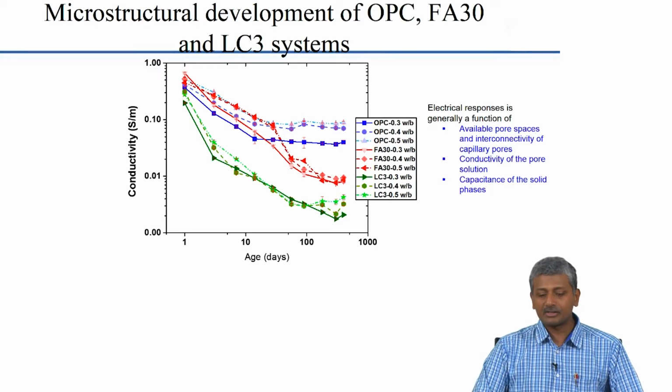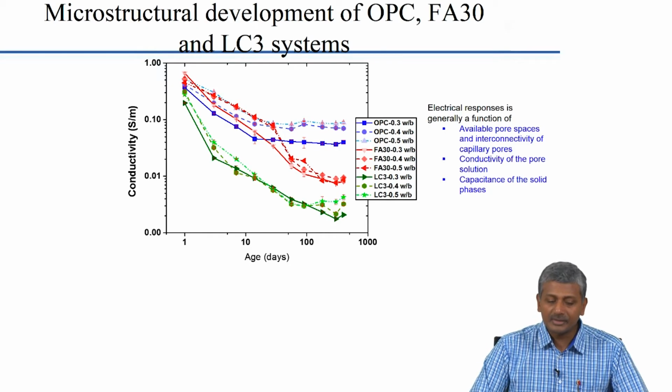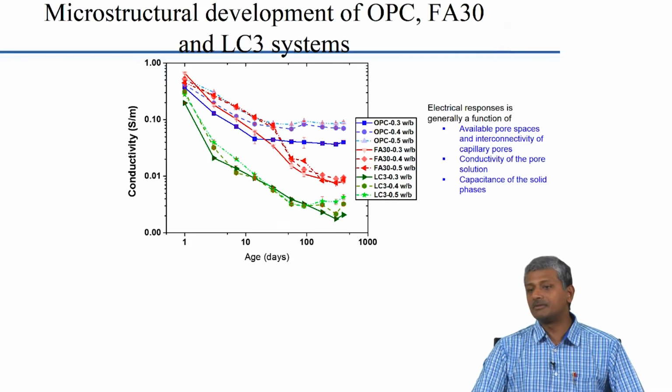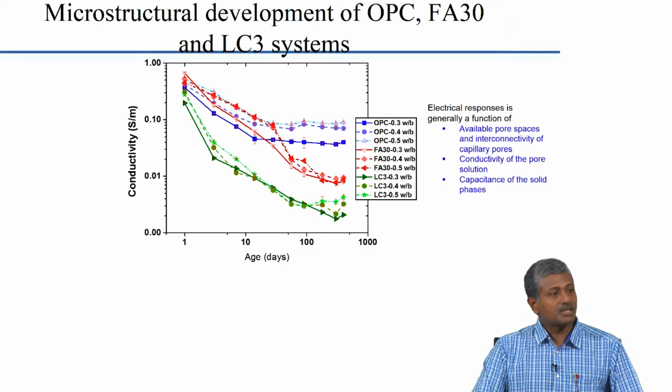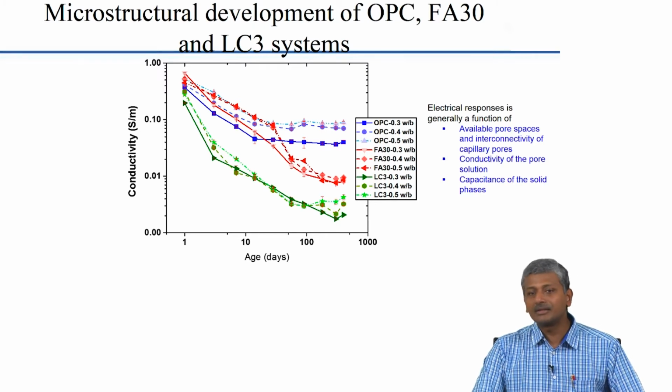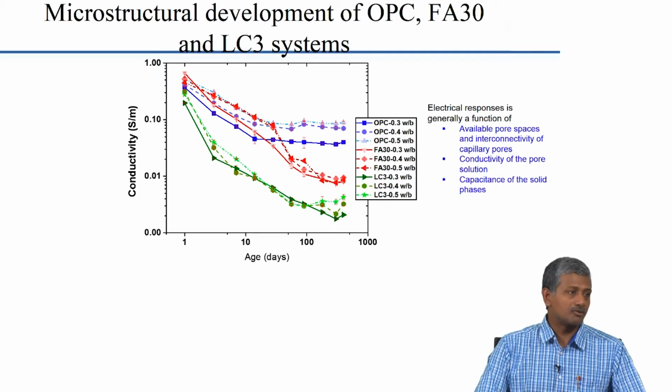This diagram is actually showing you the system in terms of the measurement of conductivity. Once again, conductivity is because of what? Because of interconnected porosity once, and then second is the ionic concentration of the pore solution.